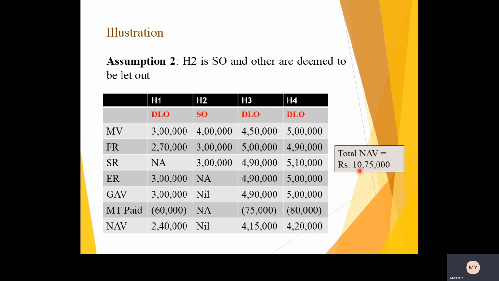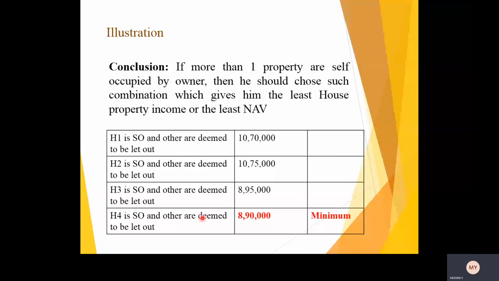So in this case, the rational assumption is where house property 4 is self-occupied and the others are deemed to be let out, because this 8,90,000 is the minimum. As a rational person, he will choose that option which gives the least net annual value, because least value means he has to pay less tax. So in this case, he will choose this method.